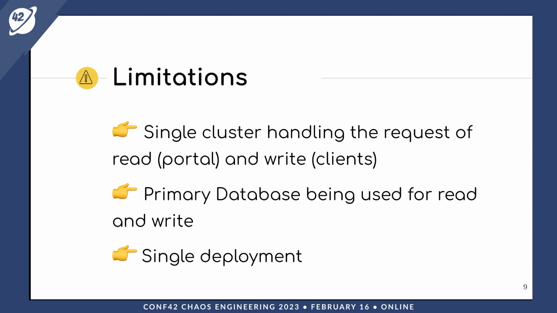Because a lot of the microservices will be talking to the experimentation platform at API level, right? So even if the primary database is not performing well or running some kind of maintenance, they can read from the recovery database, right? The third one is a single deployment.